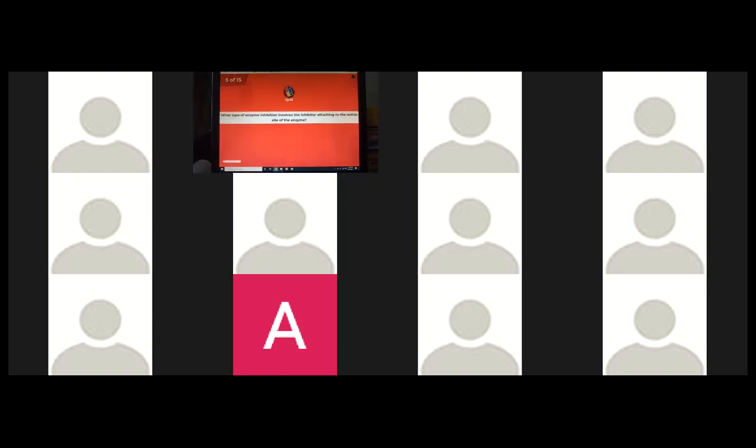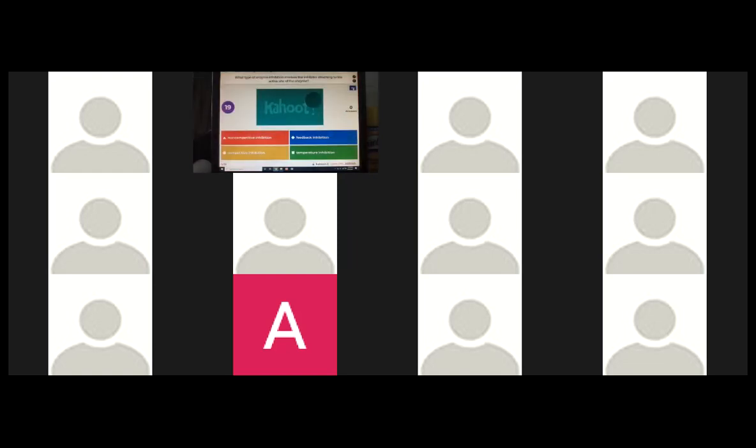All right, number 5. What type of enzyme inhibition involves the inhibitor attaching to the active site? It's very specific.